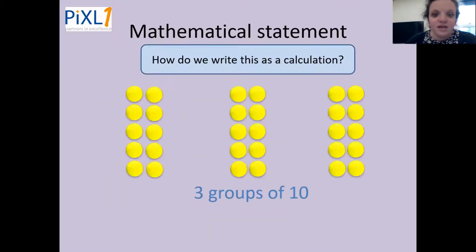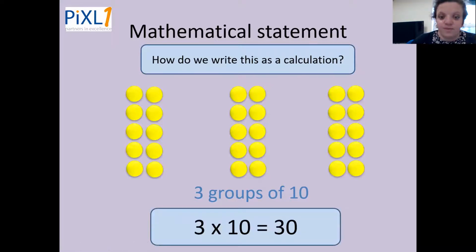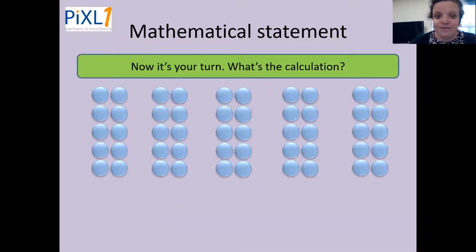Well done. So how do we write this as a calculation? We've got 3 groups, 1, 2, 3, and they're all of 10. So let's see if we can write this as a calculation. 3 times 10, because we know our times sign equals groups of, so we can take it out and put the times sign in there.